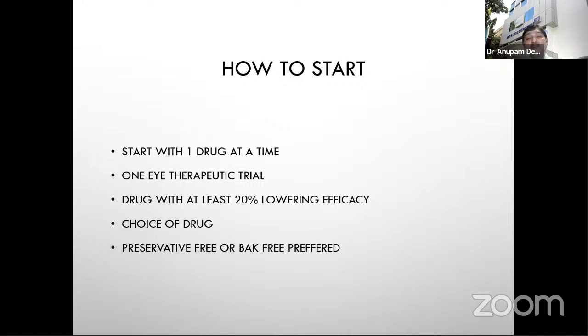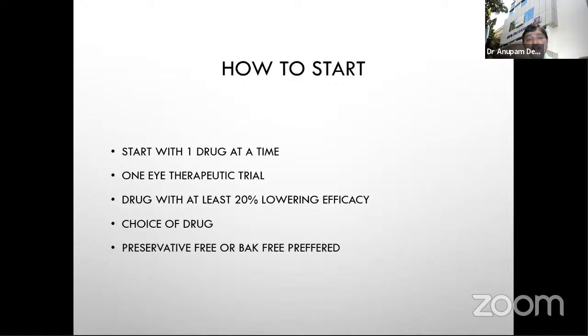Only in cases where the pressures are very high, and you need to bring them down, at that time you can start with multiple drugs and oral medications together. In this, if the pressures are very high, then you can have a step down approach. But basically, for all the other open angle glaucomas, you should have a step up approach. So always start with one drug.